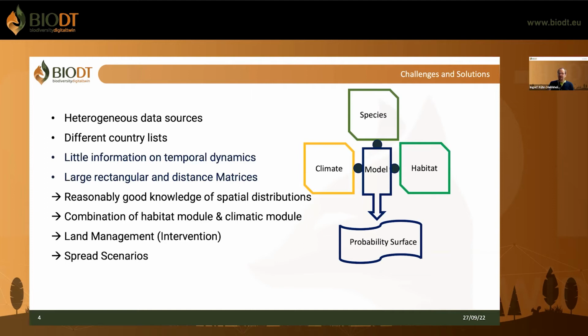But because we have a very high resolution database, especially for habitat availability and climate availability, we have extremely large rectangular matrices, and to account for spatial dependence, we end up with extremely large distance matrices or spatial variance covariance matrices. However, that means we have reasonably good knowledge on spatial distributions, and by combining these different methods, we can come up with quite some knowledge on where species occur under which different climates, land management, and in the end also can translate this into spread scenarios and intervention scenarios.